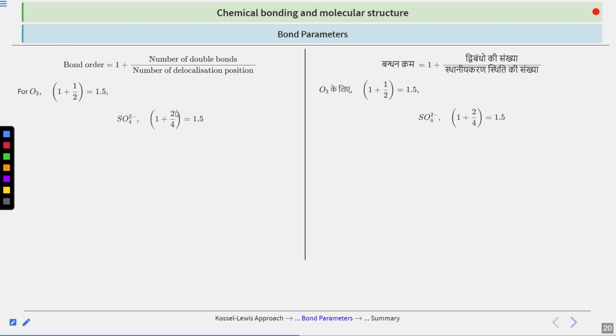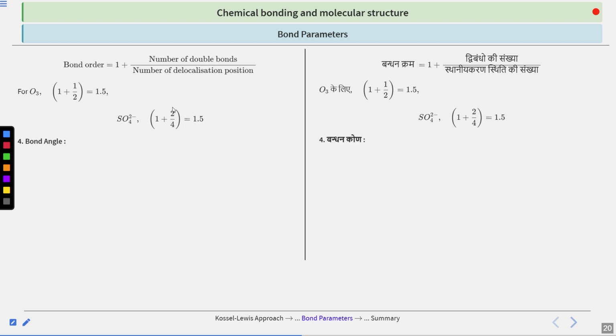Similarly, in SO4 2 minus, 2 double bonds are there, and 4 positions are there. Since there are 4 bonds between S and O, 4 delocalized positions are there. That will result in a total of 1.5 bond order.